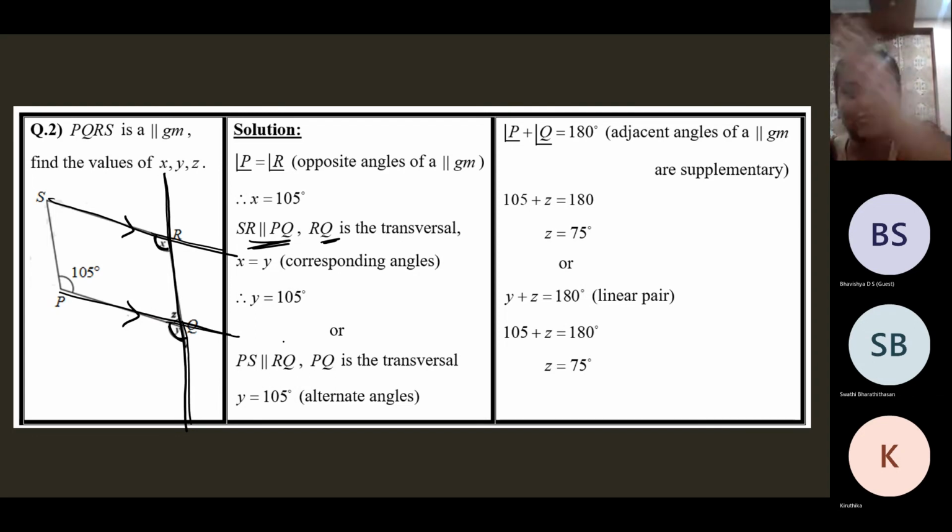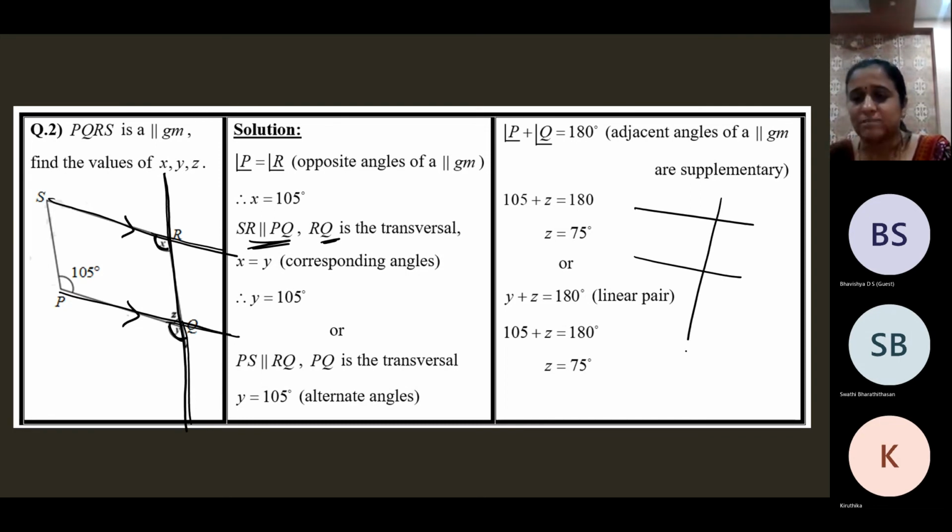A transversal is a line that cuts the parallel lines. Now these two lines are parallel. This line cuts the parallel lines. That is a transversal. Understand, children? See how to write that. SR is parallel to PQ and RQ is a transversal.